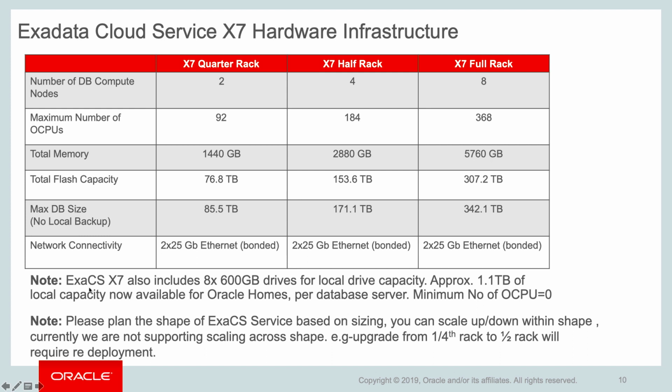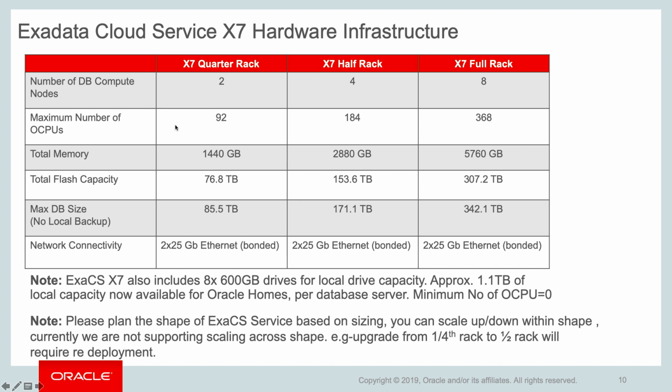Another note here is ExaCS X7 also includes 8 drives, which is 600 GB in size, for local drives attached to the server. Approximately 1.1 terabyte of local capacity is available for Oracle homes per database server, and it supports minimum number of OCPUs equals to 0. This is very important point.